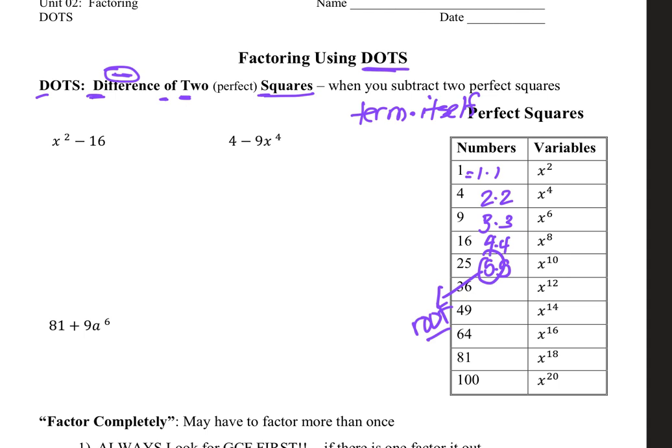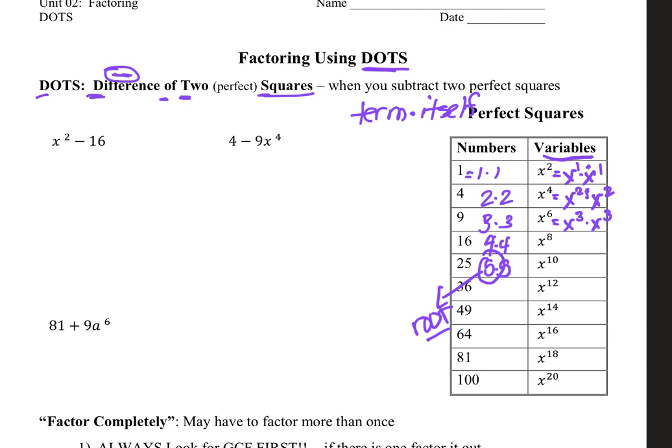Variables are the same exact thing, but we notice the exponent more. x times x is x squared, and x to the 4th is a perfect square, x squared times x squared. Remember, when we multiply, we're adding the exponents, so 1 plus 1 is 2, 2 plus 2 is 4. x to the 6th is a perfect square because it's x to the 3rd times x to the 3rd.